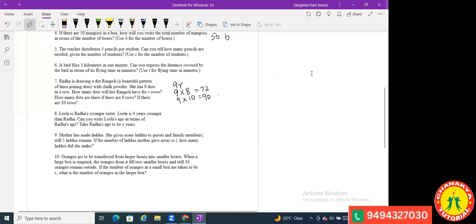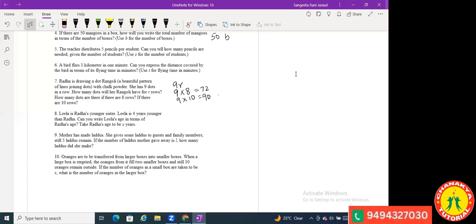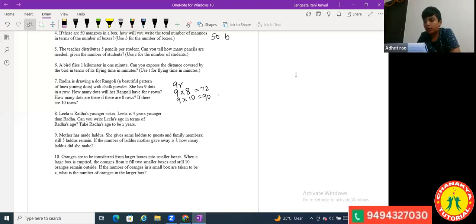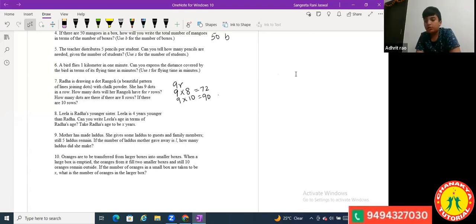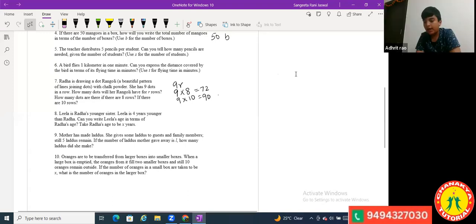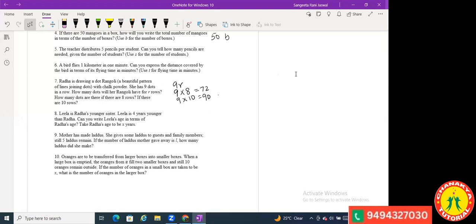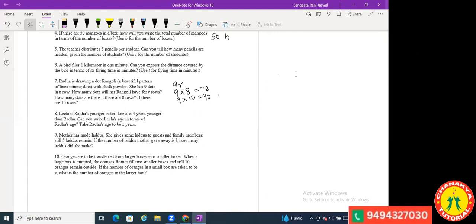Yes, Adrit, show me yours. Read out and show me. Ma'am, Radha drawing a dot rangoli, dots in a row equals 9. So, ma'am, 9 into R equals 9R. 8 rows of dot rangoli equals 9R into 8 equals 72. Great. 10 rows of dot rangoli equals 9R into 10 equals 90. That's nice. Very good. Okay, I'm done.